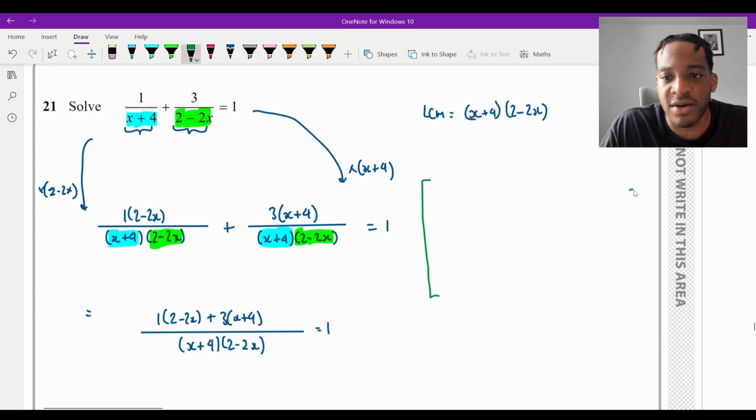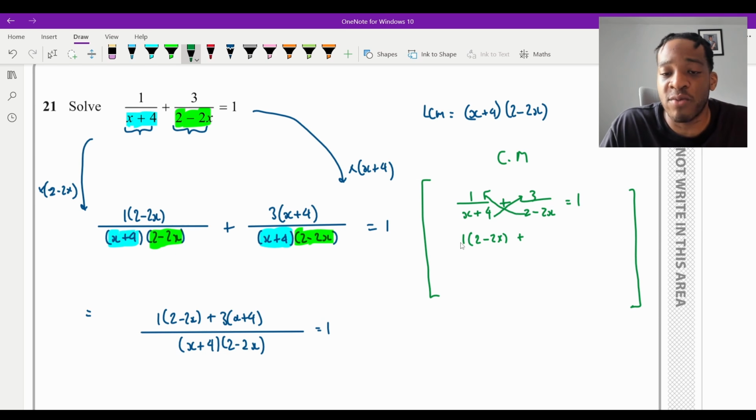There. And I'll just call this cross multiplying. Okay, so the question is 1 over x plus 4 plus 3 over 2 minus 2x is equal to 1. Now, to cross multiply, you multiply this denominator with this numerator going across. So it's going to be 1 and then bracket 2 minus 2x. And then plus this denominator multiplied by this numerator going across, which is going to be 3 and then bracket x plus 4.